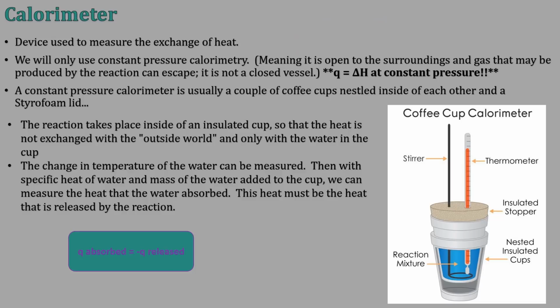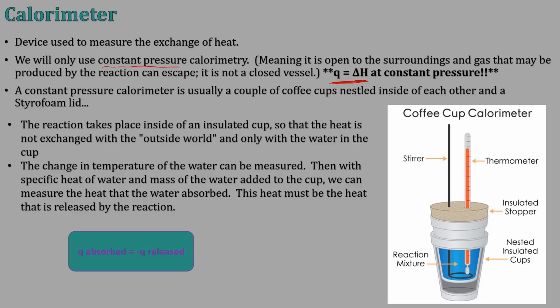The calorimeter is what we use to perform calorimetry, and it's a device used to measure the exchange of heat. We will only look at constant pressure calorimetry. We don't need to look at constant volume. Constant pressure means that it's open to the surroundings and gas that may be produced by the reaction can escape, so the pressure inside of the container is not changing. Sometimes they'll ask for delta H, sometimes they might ask for heat, but it's always going to be the same thing because at constant pressure, heat is equal to delta H.